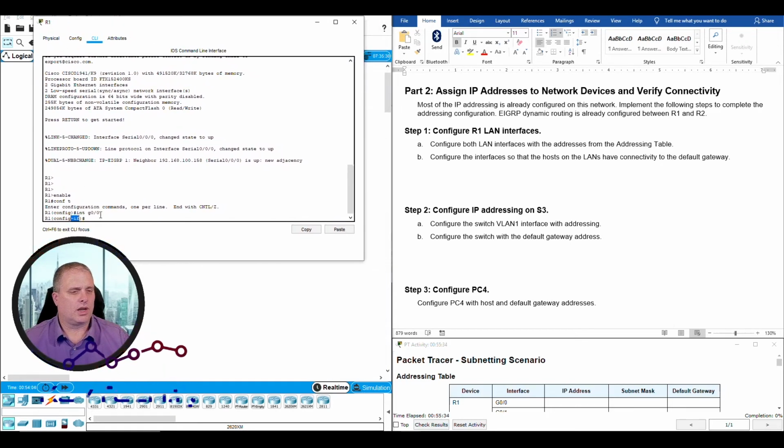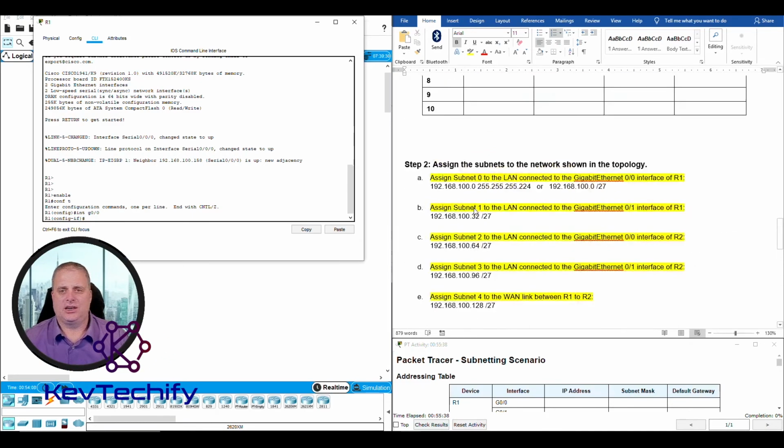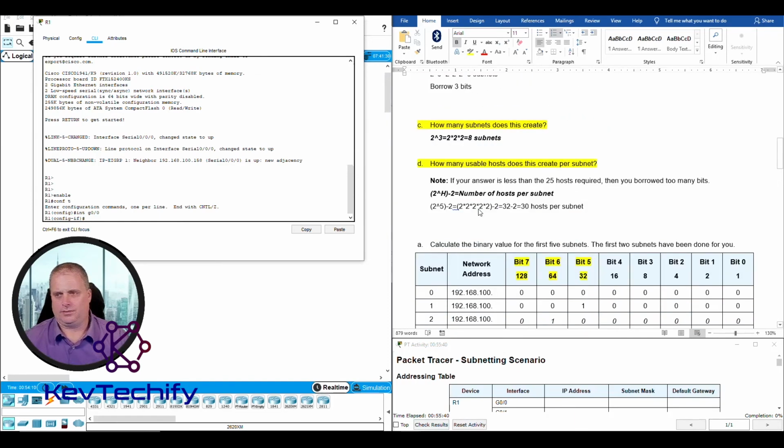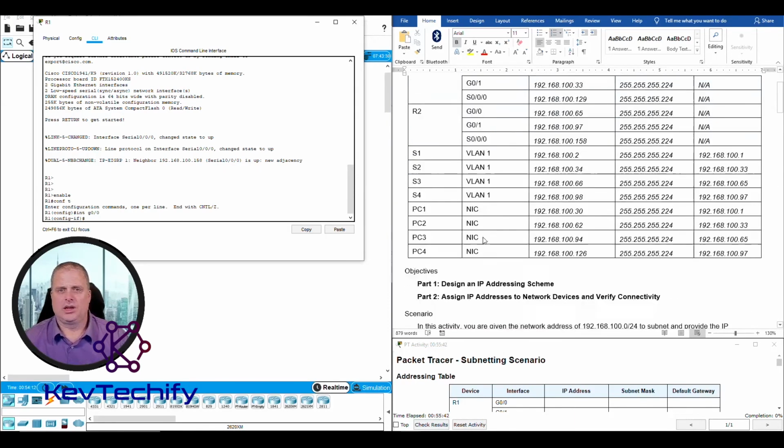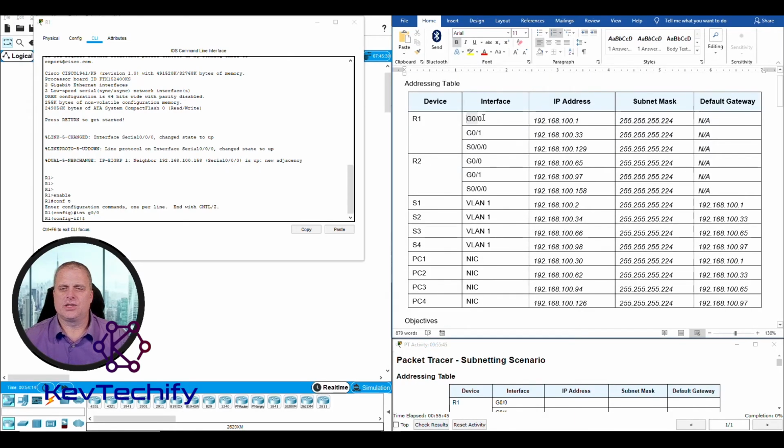It signifies we are working on an interface. We want to assign the address here. Let's scroll up to our addressing table. On R1, the G0/0 interface, this is the IP address and the subnet mask. To set the IP address, it is ip space address. Oh, I got an extra character in there. ip space address space, and then we can get our address from the addressing table.